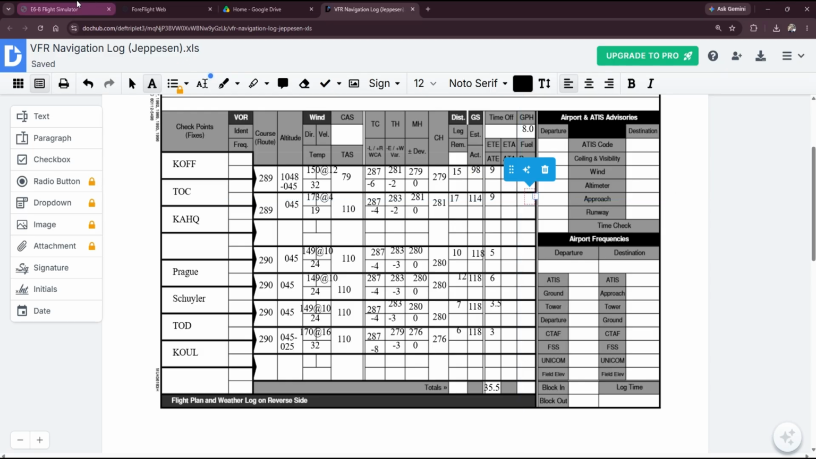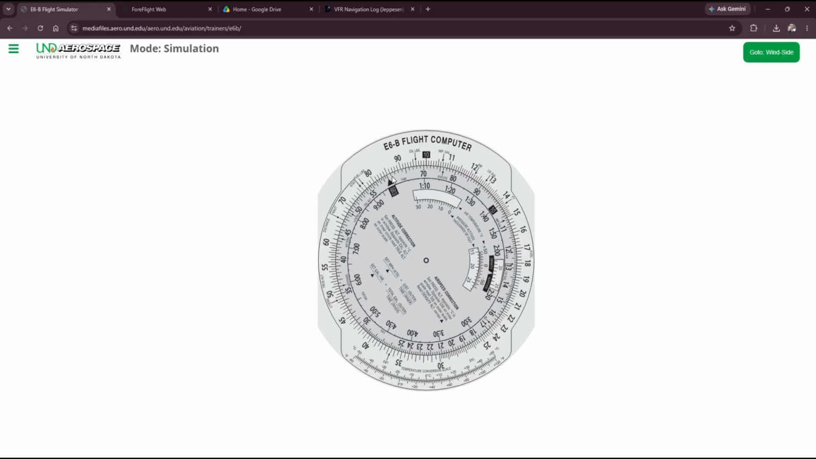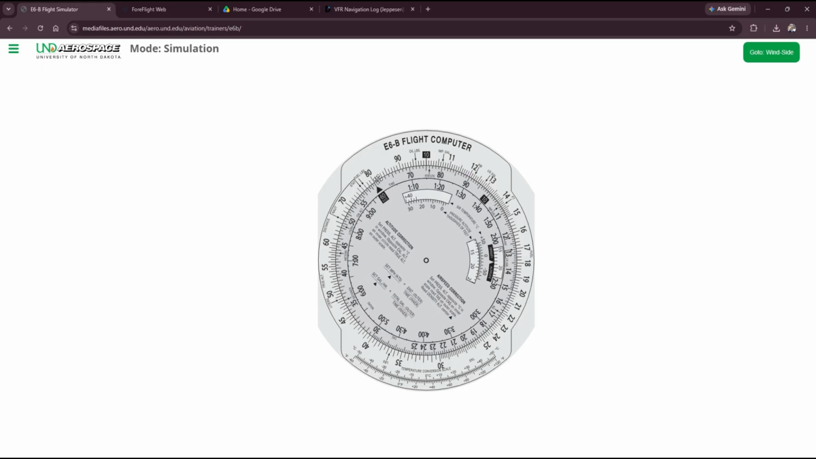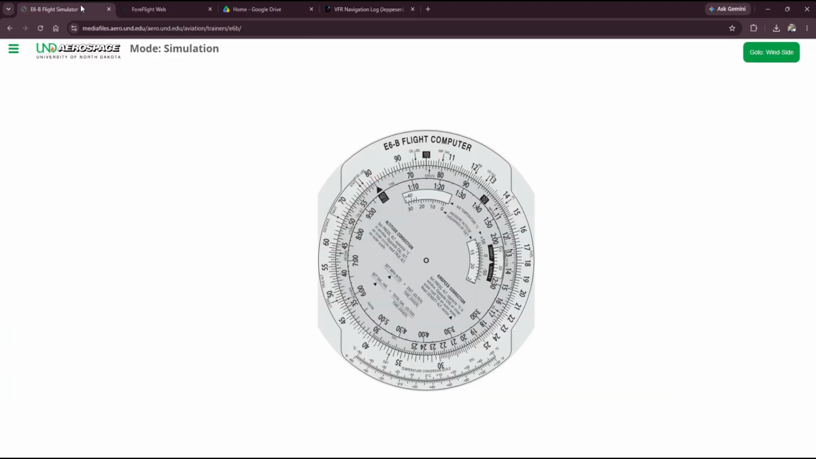And then from there, we're back to the E6B. We're burning 8 gallons an hour, so put it on the 60. You're burning 8 gallons an hour. And then back to the flight plan, we're burning 8 gallons an hour for 9 minutes. So back to the E6B, 9 minutes. So we can see it's up here at the 12.